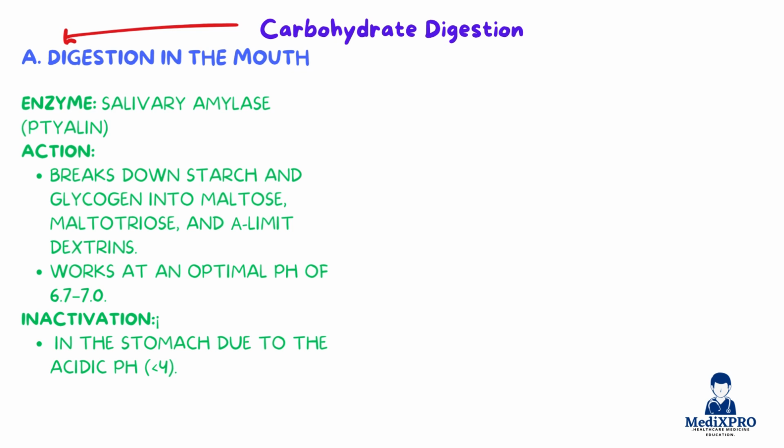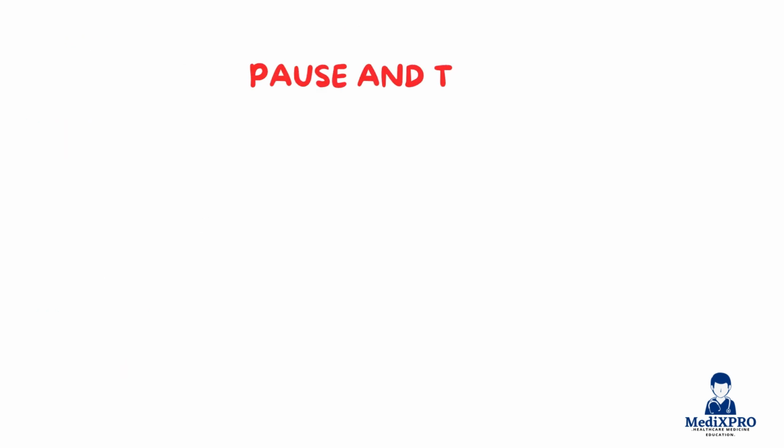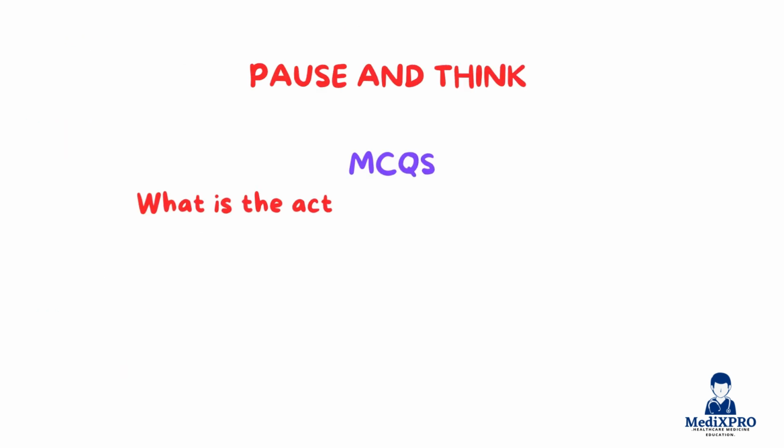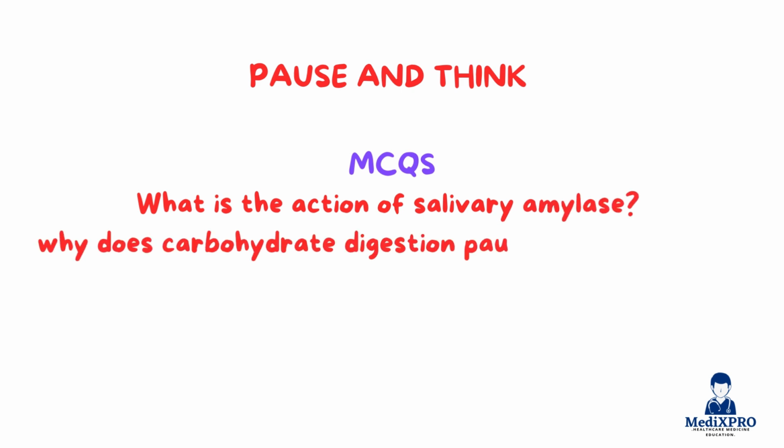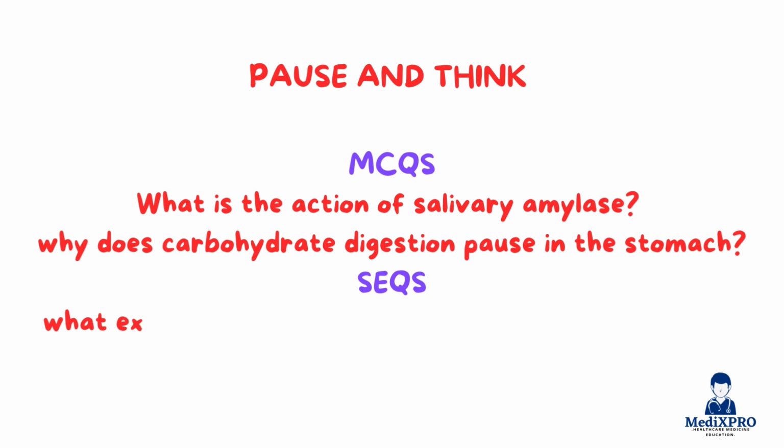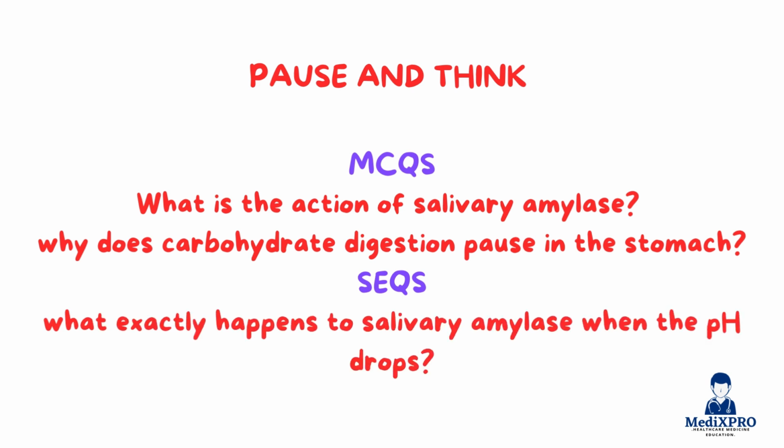But here's the catch. The moment this mixture hits the stomach, the acidic pH below 4 quickly inactivates salivary amylase, so digestion pauses for a bit. For your MCQs, remember to ask, what is the action of salivary amylase? And why does carbohydrate digestion pause in the stomach? Now pause and think, what exactly happens to salivary amylase when the pH drops?